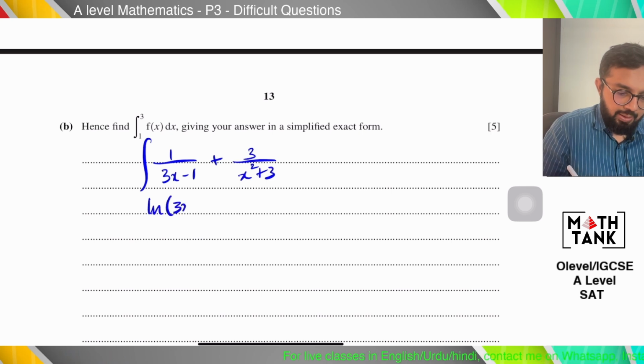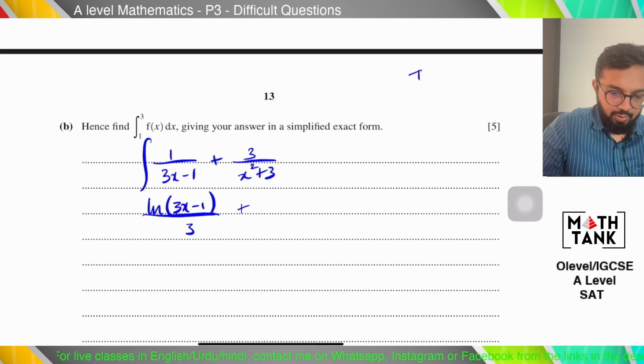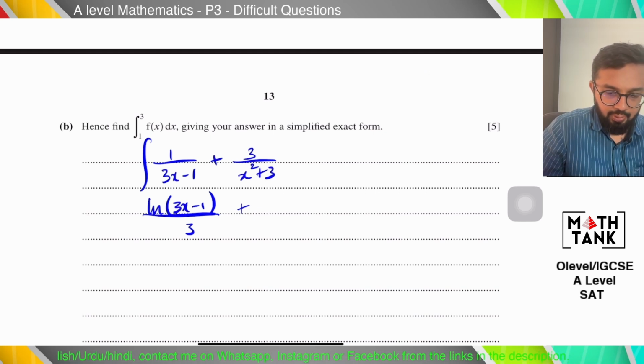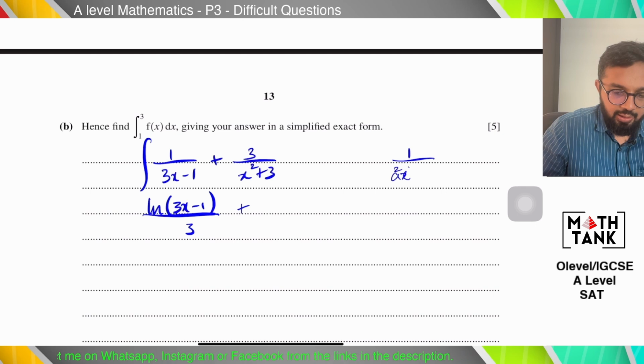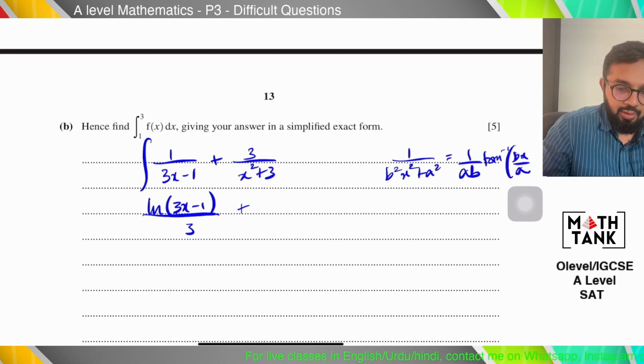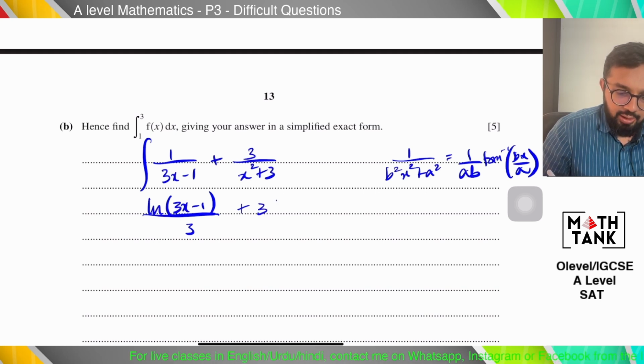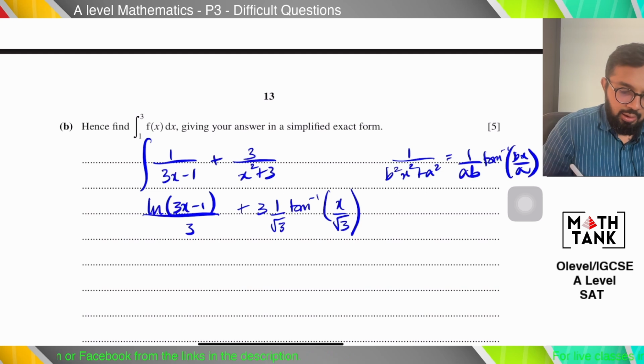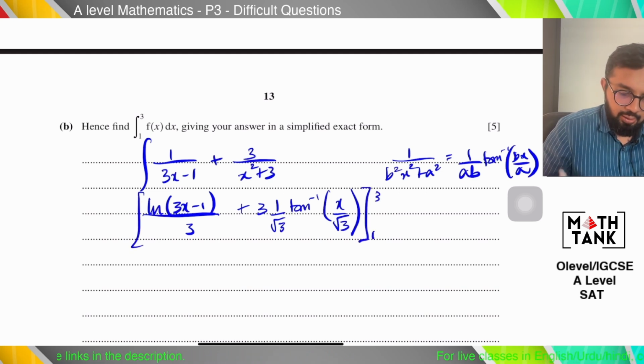So ln 3x minus 1 divided by 3, and this is the tan inverse integration. If you remember from our earlier examples, I have 1 over a square x square plus b square, or rather b square x square plus a square. It used to become 1 over ab tan inverse of bx over a. So I can get 3, 1 over root 3 tan inverse of x over root 3. And then the limits I have are 1 to 3.